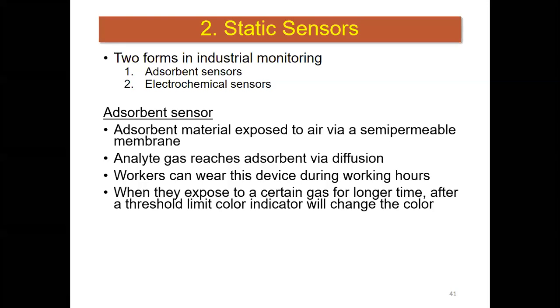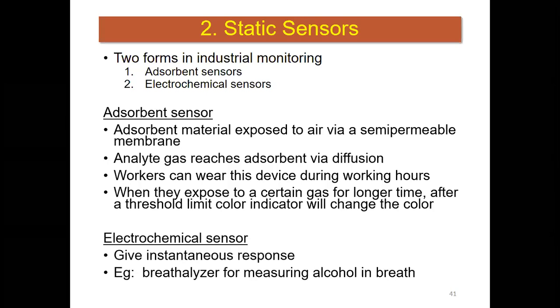So what is happening when they are exposed to a certain gas for a longer period of time, after a certain threshold value, there will be a color change, right? So let's say the color will change from green to red. If the person sees the red color, that means he should go away from that particular place immediately. The reason is if he is exposed to that particular air more than that limit, then he will be in trouble. So that can be used as an indicator of whether the person should stay in that particular workplace or whether he should move from that place. So in the adsorbent sensor, adsorption is the sensing mechanism.